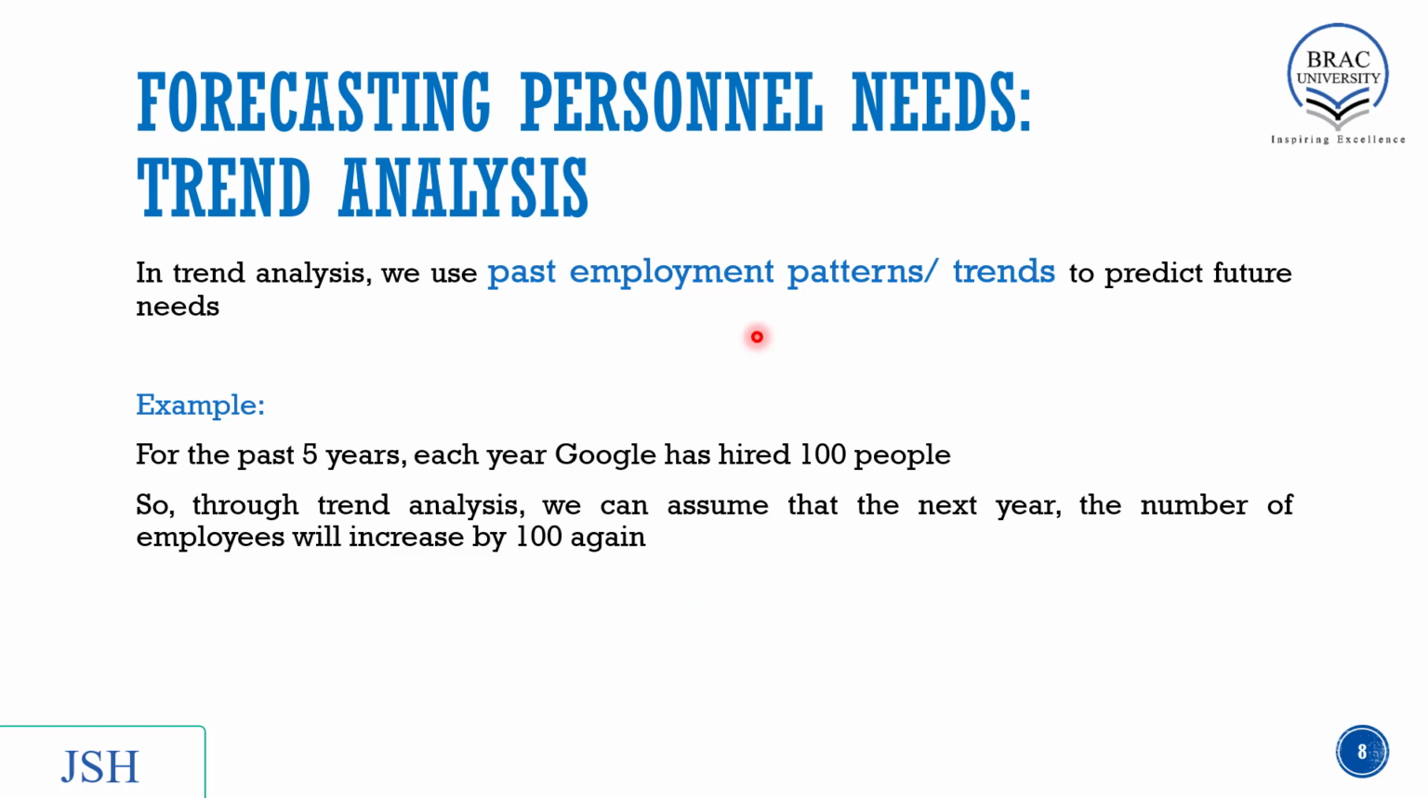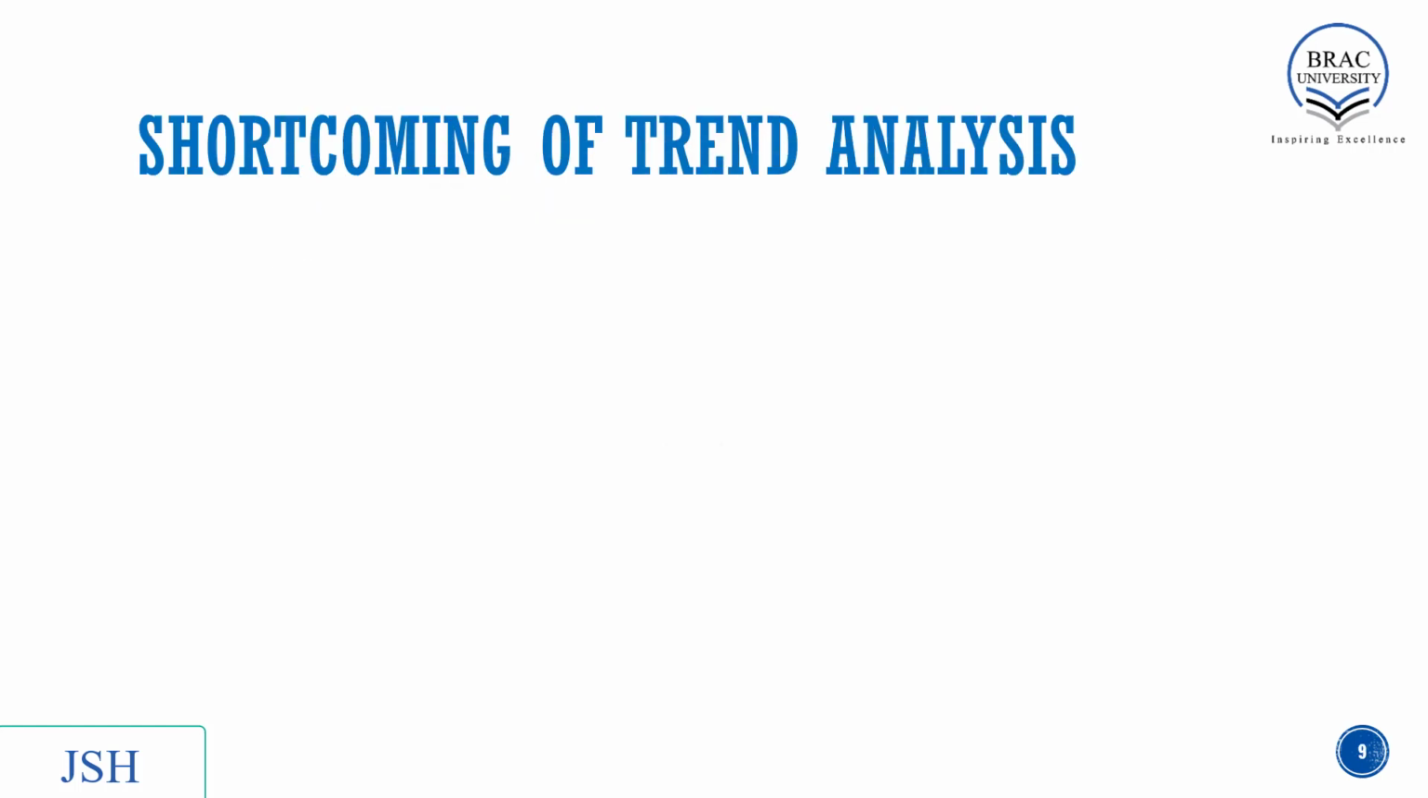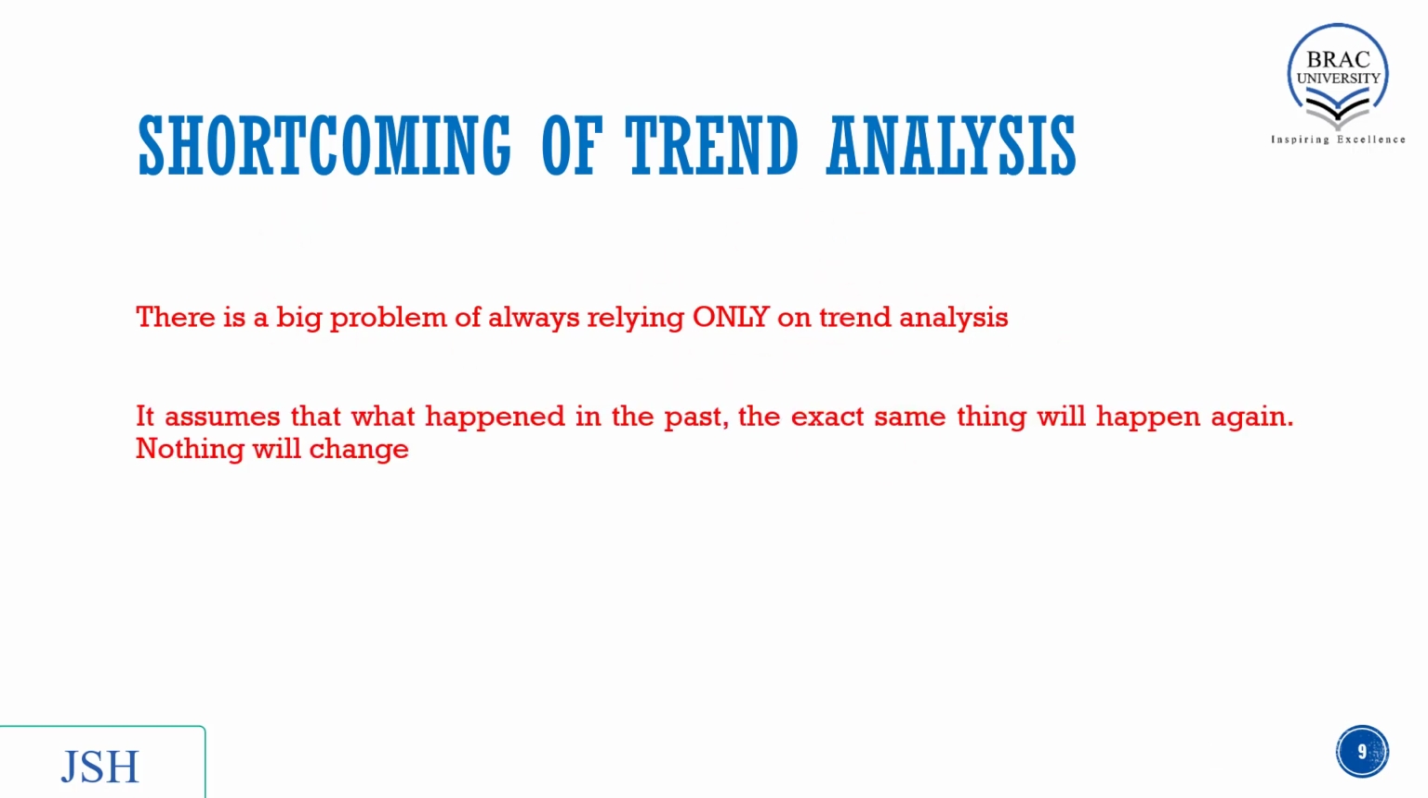Why? Because that is what the trend is. That is what the past says. So basically, I am following past employment patterns or trends to predict the future here. In the past, I hired 100 people each year. That was the trend. And based on that trend, I can also say that Google is going to hire 100 again this year. It's that easy. No rocket science, right? But there is a big problem to it. There is a huge problem or shortcoming of only relying on trend analysis. What is that problem? Here it is.